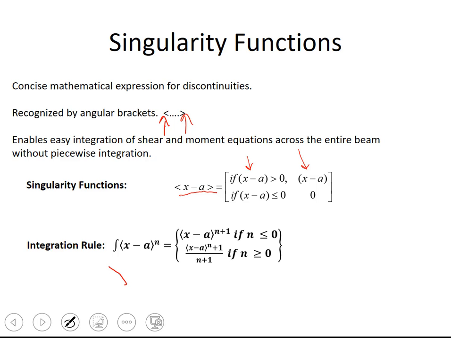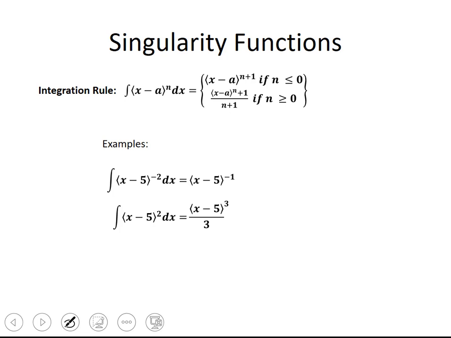The second thing you need to know, since we're going to be integrating these repeatedly, is the integration rule. And likewise, this behaves differently if n is less than or equal to 0 versus greater than or equal to 0. Now, the key thing is whether the exponent ends up in the denominator. So if it is less than or equal to 0, then we don't have the pre-multiplier. And if it is greater than or equal to 0, then we will use the pre-multiplier. So let's take a look at how that behaves in a couple examples.